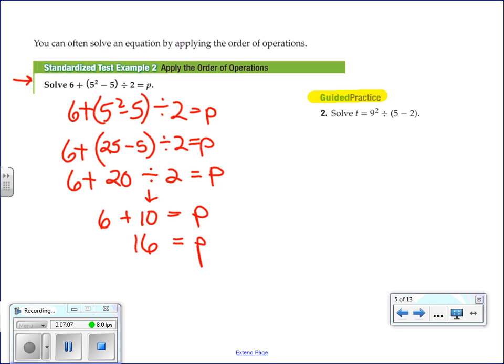Careful with your order of operations. But pretty straightforward stuff, right, guys? It's the same as working with an expression. The only difference is we have an equal sign. Do remember to keep that equal sign lined up as you work down your page. All right, can you do guided practice problem number 2?